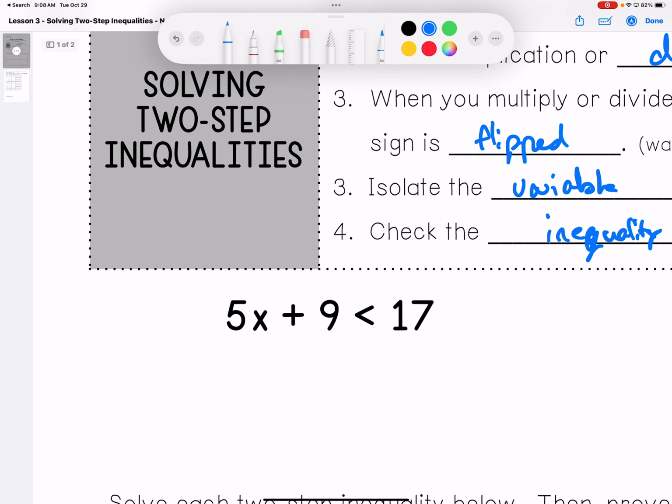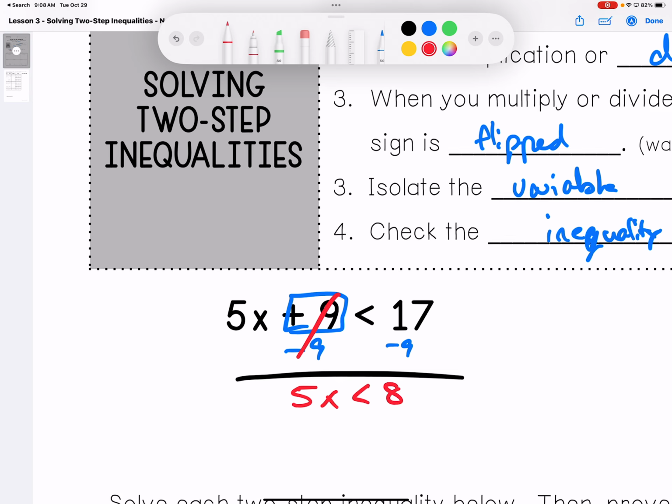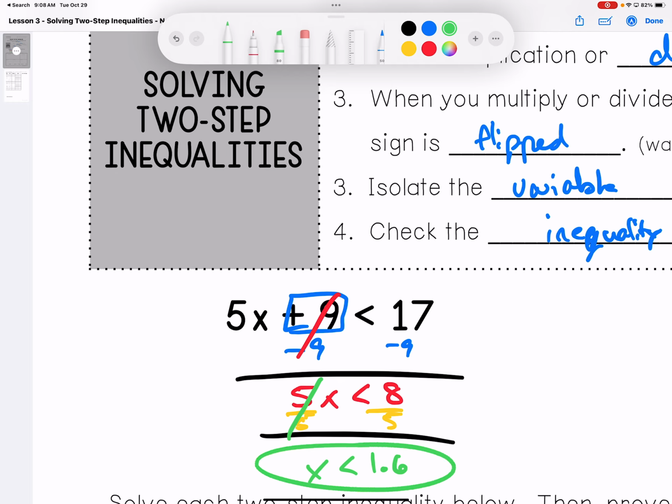Let's work one out. First step says to undo addition or subtraction. Right there. So we're going to undo that by subtracting 9. We're going to end up with 5x, because those are going to go away. Next, we're going to divide by 5 to undo the multiplication or division. And we're going to end up with, I forgot to put the 5 right there. We're going to end up with x is less than 1.6. So 1 step, 2 steps.